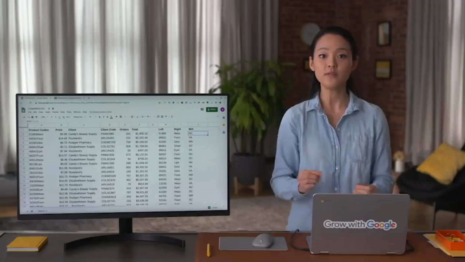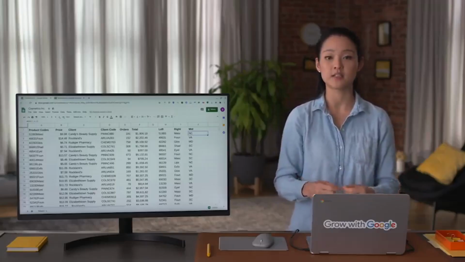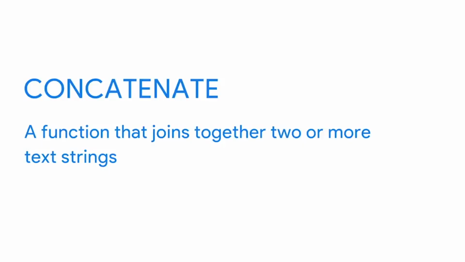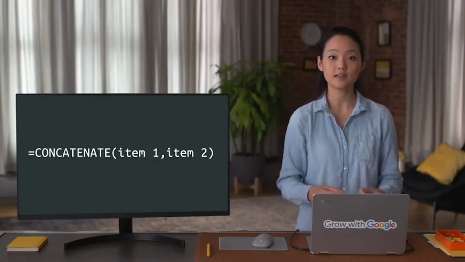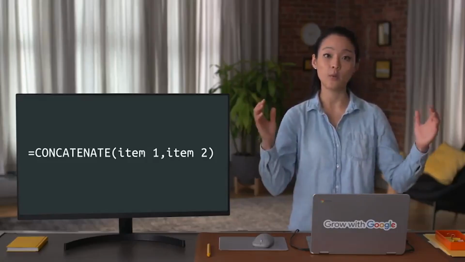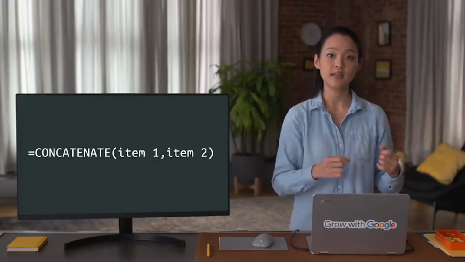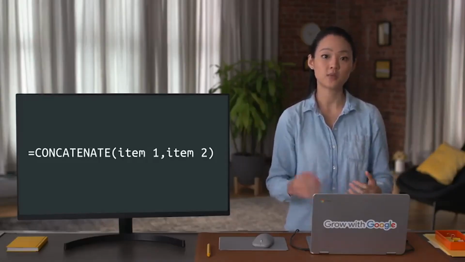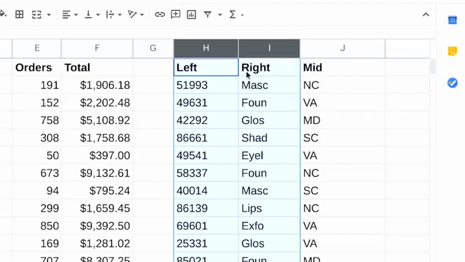So we've learned about a few functions that help separate out specific text strings. But what if we want to combine them instead? For that, we'll use concatenate, which is a function that joins together 2 or more text strings. The syntax is equals concatenate, then an open parentheses. Inside, indicate each text string you want to join, separated by commas. Then finish the function with the closed parentheses. So just for practice, let's say we needed to rejoin the left and right text strings back into complete product codes. In a new column, let's begin our function.